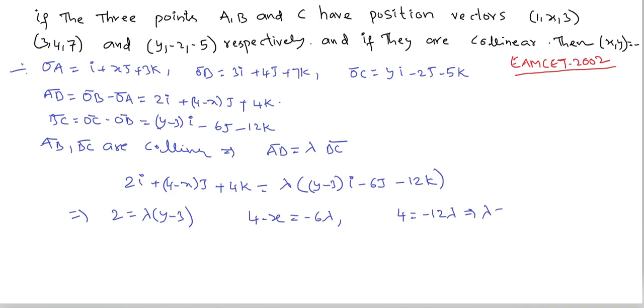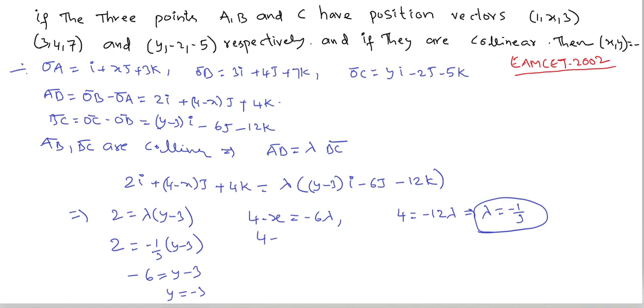From this, lambda is equal to minus 1 by 3. Substituting this value in this equation, 2 is equal to minus 1 by 3 into (y minus 3). Minus 6 is equal to y minus 3. Y is equal to minus 3. And 4 minus x is equal to minus 6 into lambda value minus 1 by 3. The 3 cancels, so 4 minus 2 is equal to x. Therefore the point (x, y) is equal to (2, minus 3).